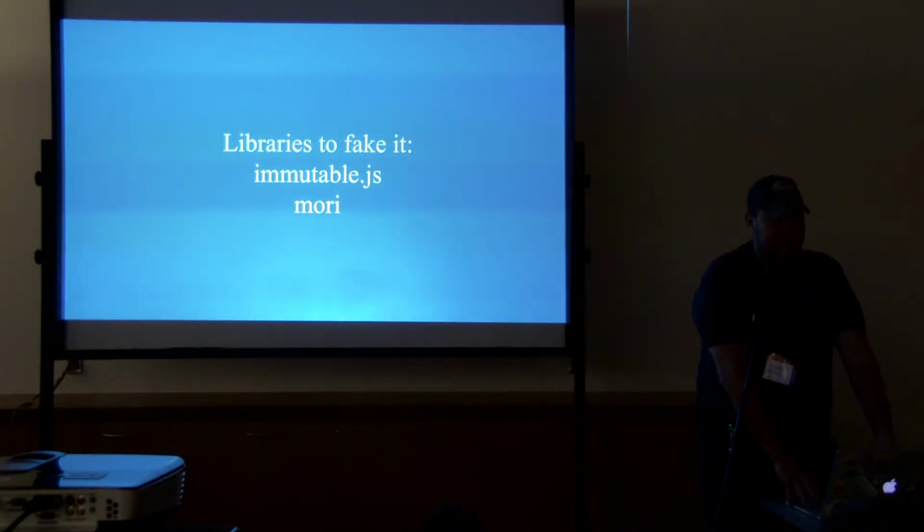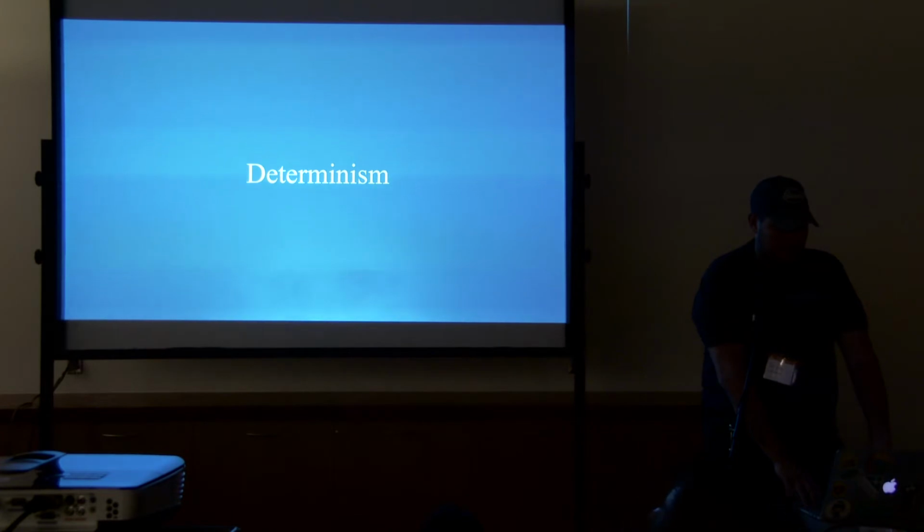So there's some libraries that fake immutability. Immutable.js is one. We talked about that. Some people are using it. And Mori, which I've never used, but a lot of people seem to be talking about it lately, so I might have to check it out. All right. And I've got way too much material here, just so you guys know.